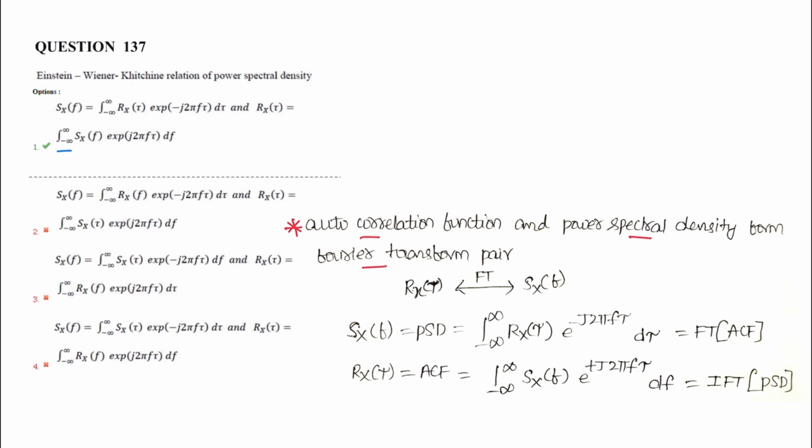Sx of f, the power spectral density, is equal to the integral from minus infinity to infinity of the autocorrelation function Rx of tau e power minus j 2 pi f tau d tau, and the autocorrelation function Rx of tau is equal to the inverse Fourier transform of power spectral density. Correct answer is option 1.